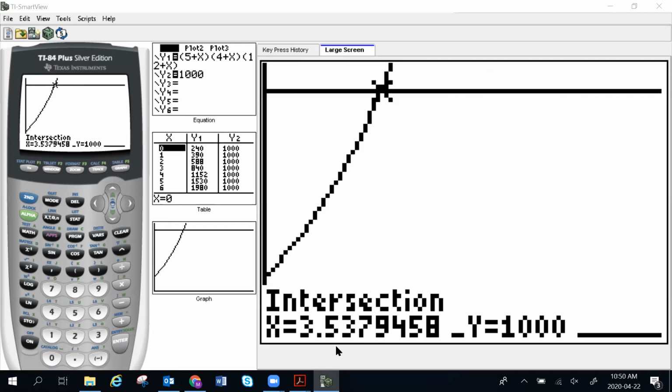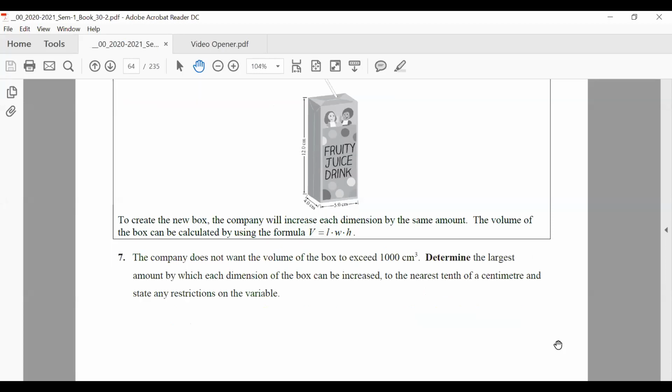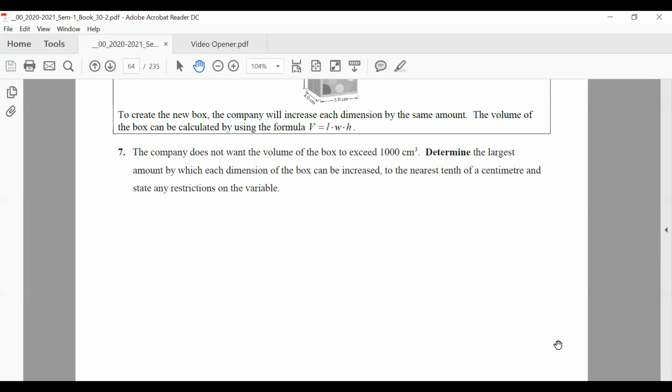Go back to our books here. Let's answer the question. So, what is our answer? To the nearest tenth of a centimeter. Okay, well, we graphed this thing, and to the nearest tenth of a centimeter, we found that x was approximately 3.5 centimeters. Now, it says state any restrictions on the variable.